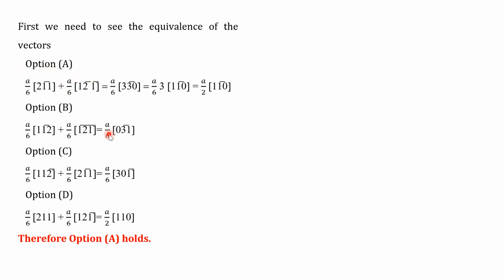Suppose we find that all these answers become a by 2 into 1, 1 bar 0. Then what do we do? Then we go for calculating the value of b square. So, for this step, a by 2 into 1, 1 bar 0, b square is calculated as, we have to square this whole term. So, how will it become? a square by 2 square into root of 1 square plus 1 bar square plus 0 square, the whole square, and it will come as a square by 4 into 2. It will become a square by 2. This is the LHS part.